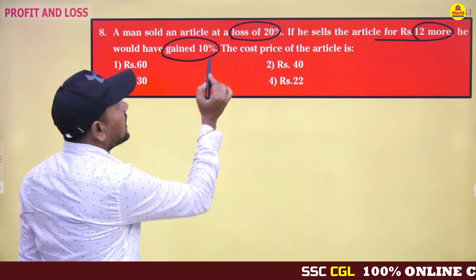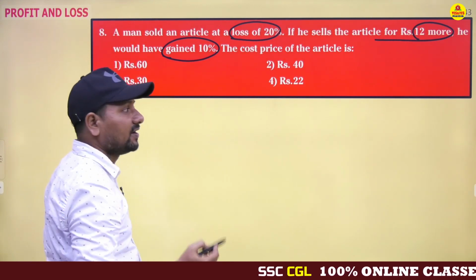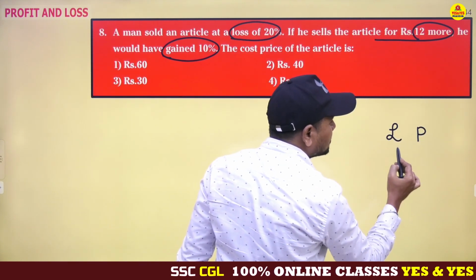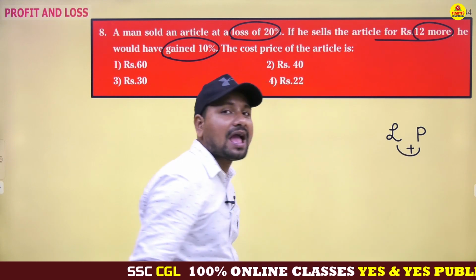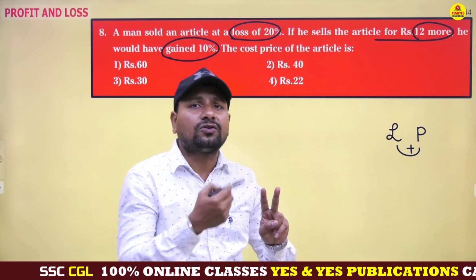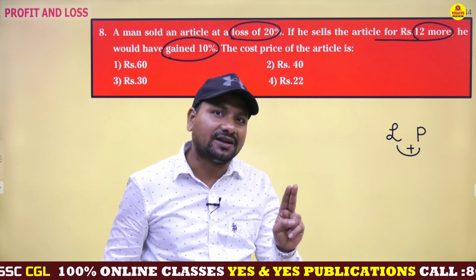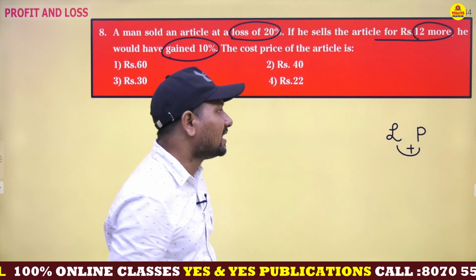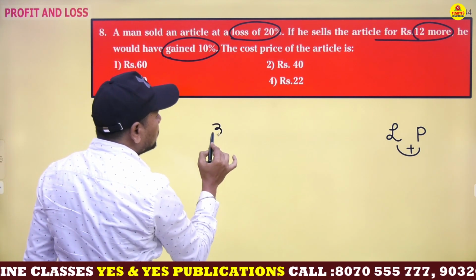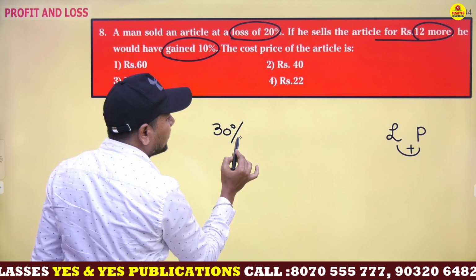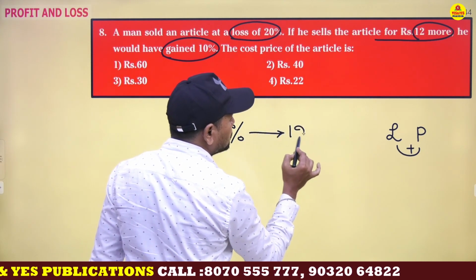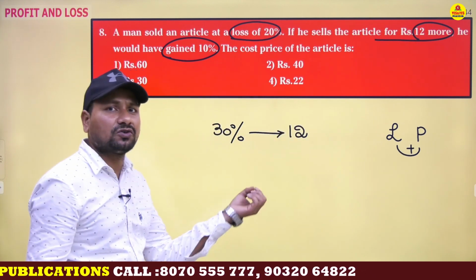Then when you are facing a loss and a gain, or loss and profit, what do you have to do? Loss and profit you have, and both are added. When you have opposite genders like loss and profit, what I told you to do is that both should be added. It becomes what? 20 plus 10 is equal to how much percentage? 30%. This 30% is equal to how many rupees? 12 rupees.